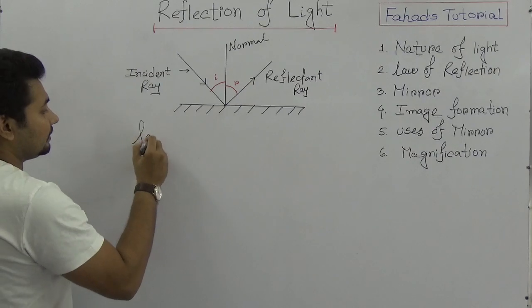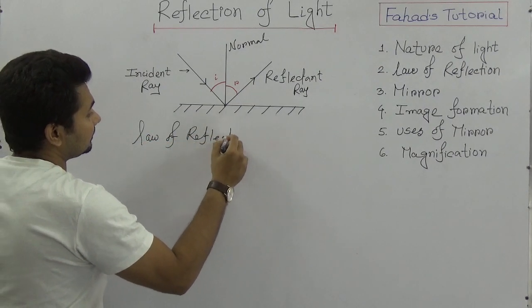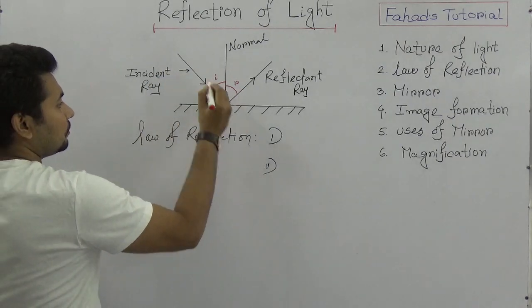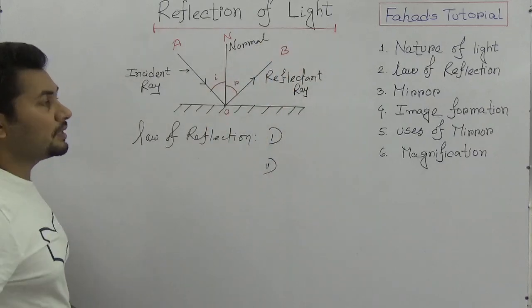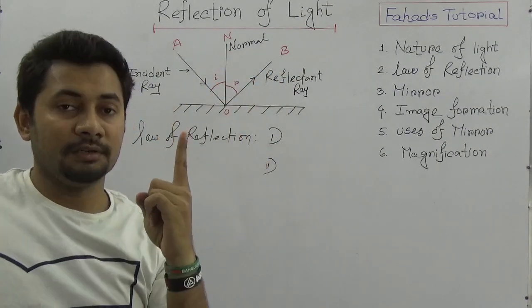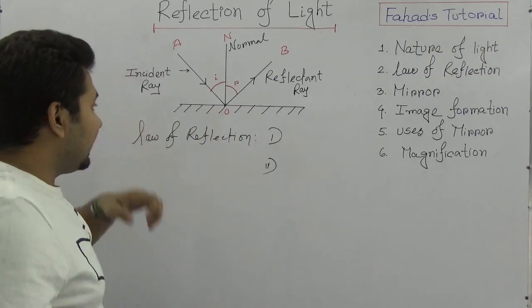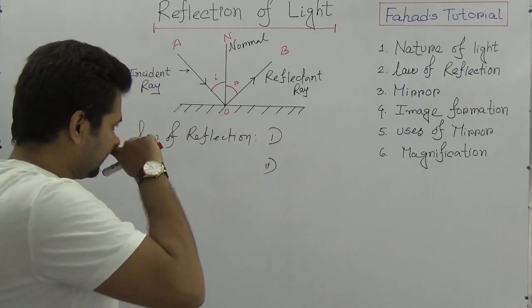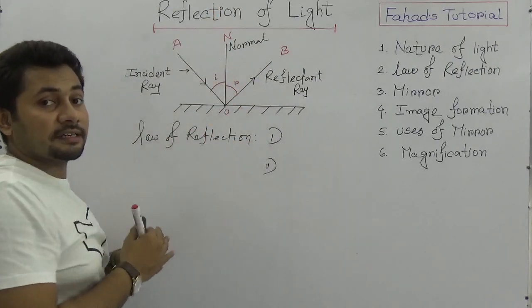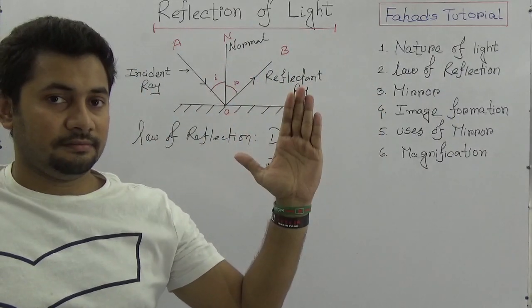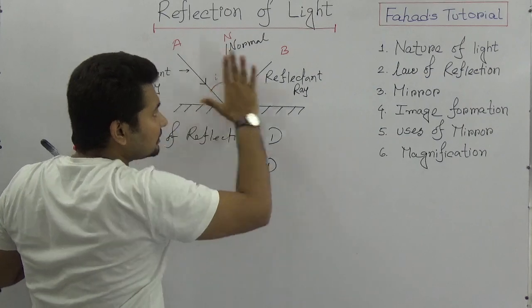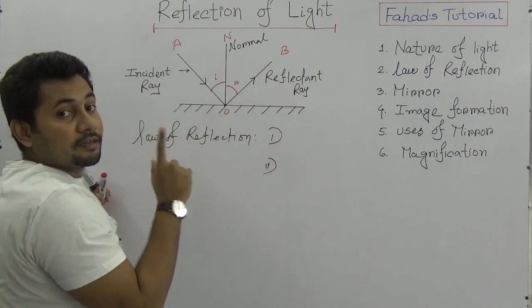Now we need to say that the law of reflection is actually two laws, number one and number two. What are these? If I say this is O, this is A, this is N, and this is B, we can say that AO is the incident ray, OB is the reflected ray, ON is the normal, which is perpendicular to the surface of the medium, and this O is the incident point. Well, now we can say that the reflected ray, the normal, and the incident ray all are in the same plane. That is the number one rule.